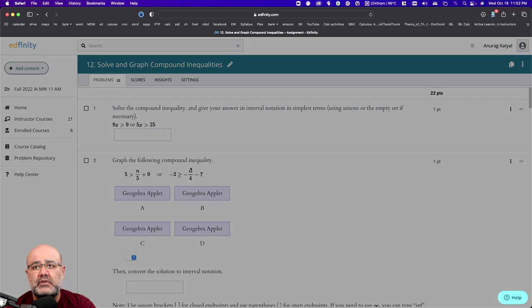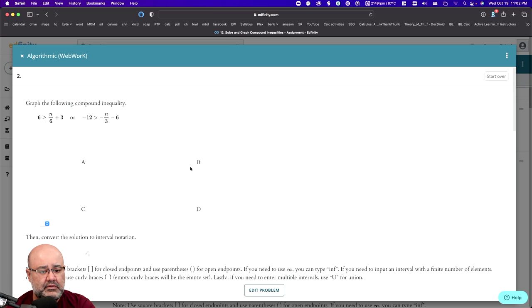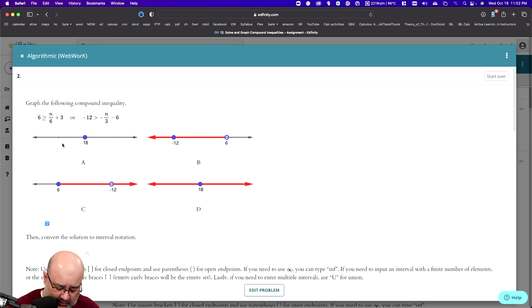Second question is 6 is greater than or equal to n over 6 plus 3, or negative 12 is greater than negative n over 3 minus 6.